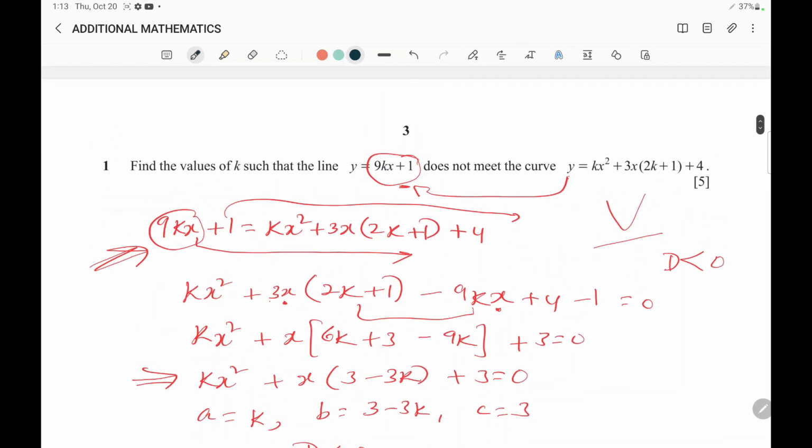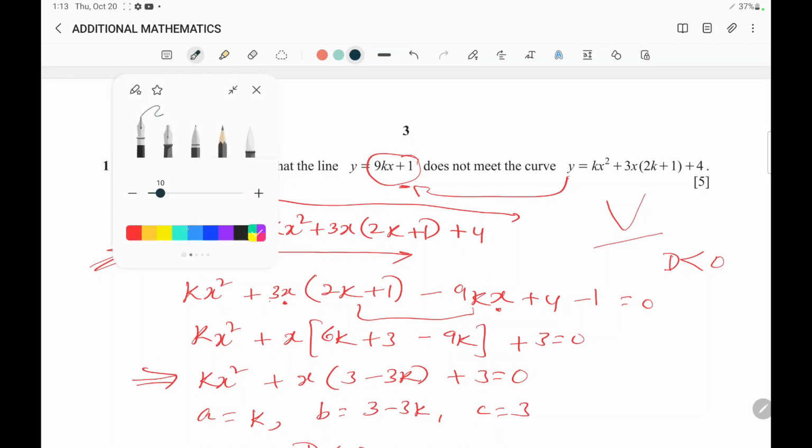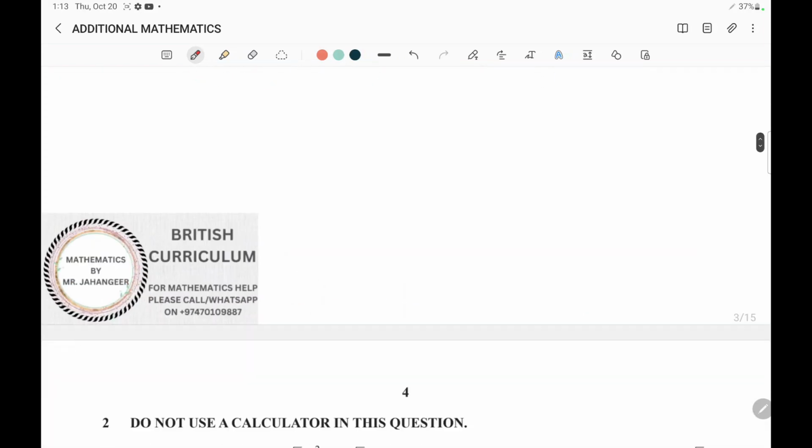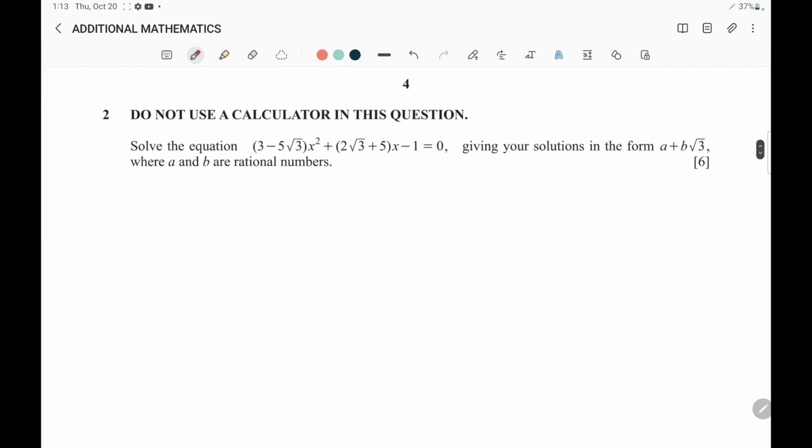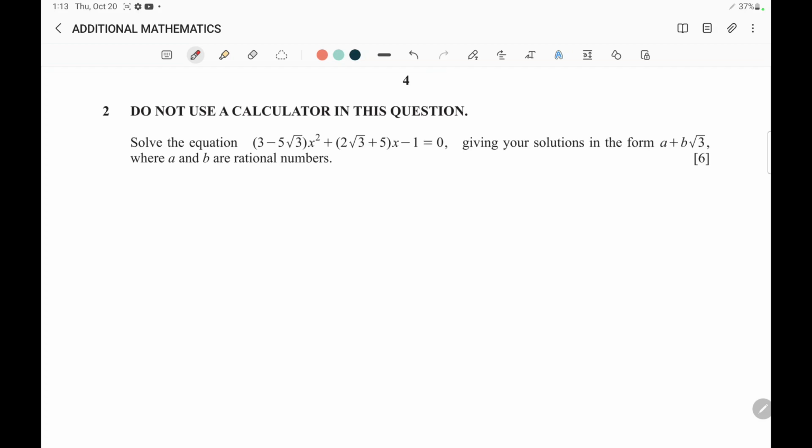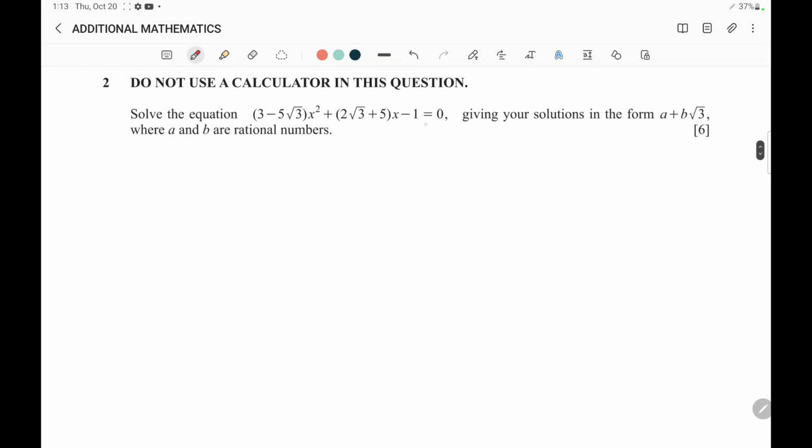Okay, we found the value of k. Now guys, let's move to the next question. Do not use a calculator in this question. Solve and give the solution in the required form.